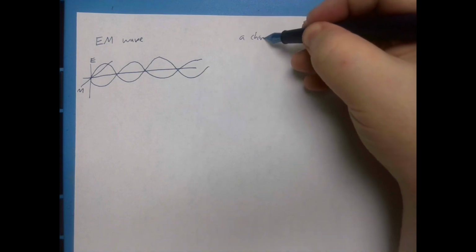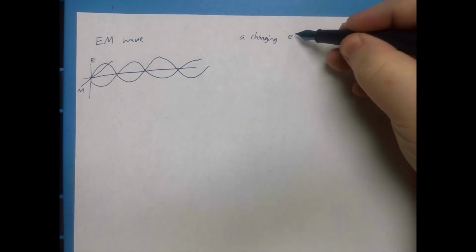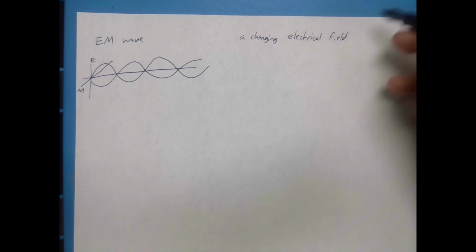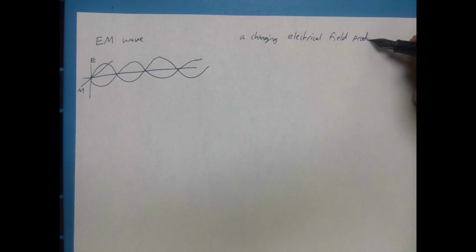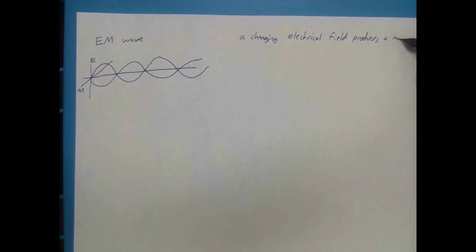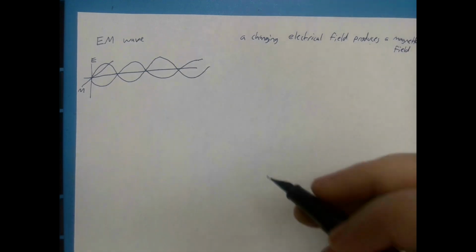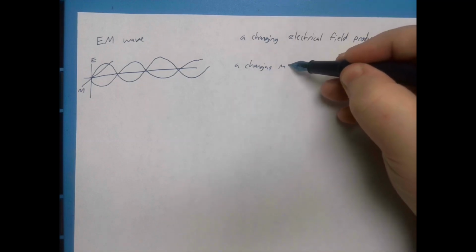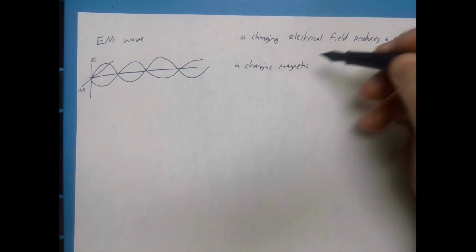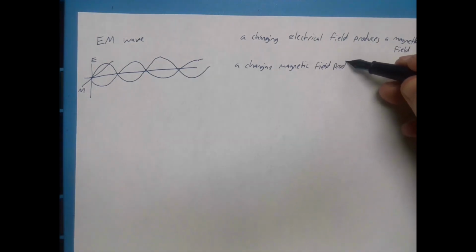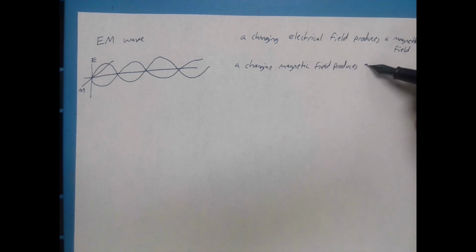A changing electrical field produces a magnetic field. A changing magnetic field produces an electrical field.